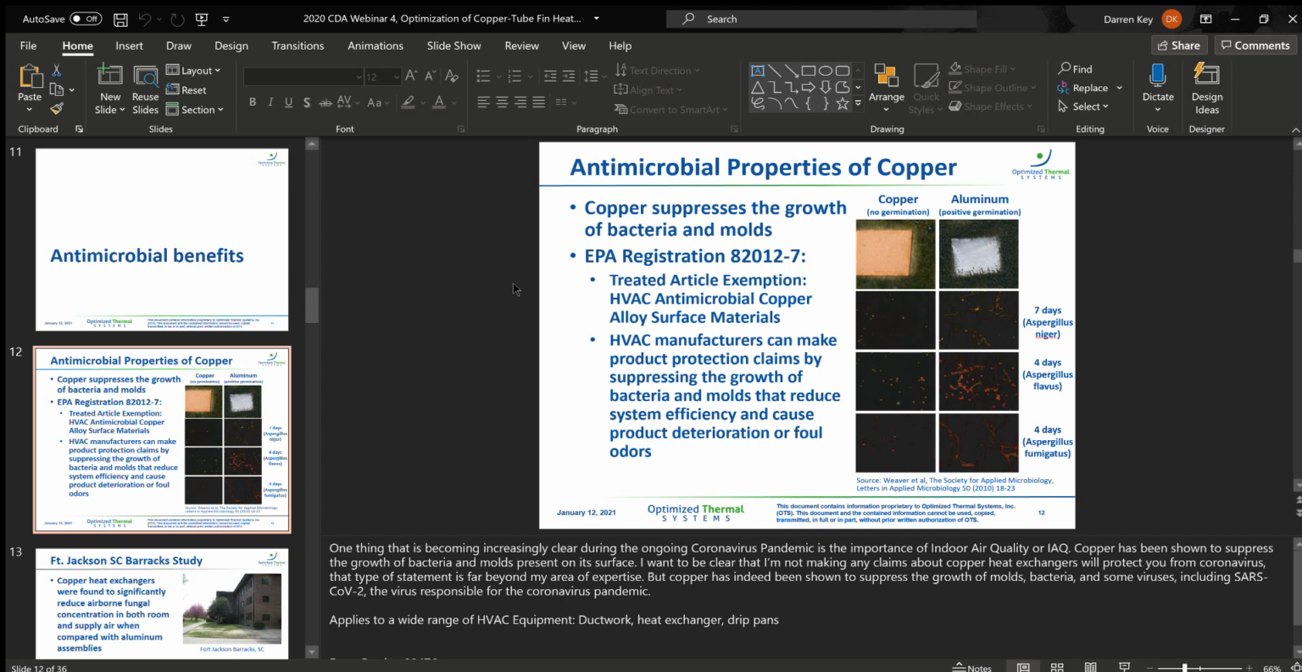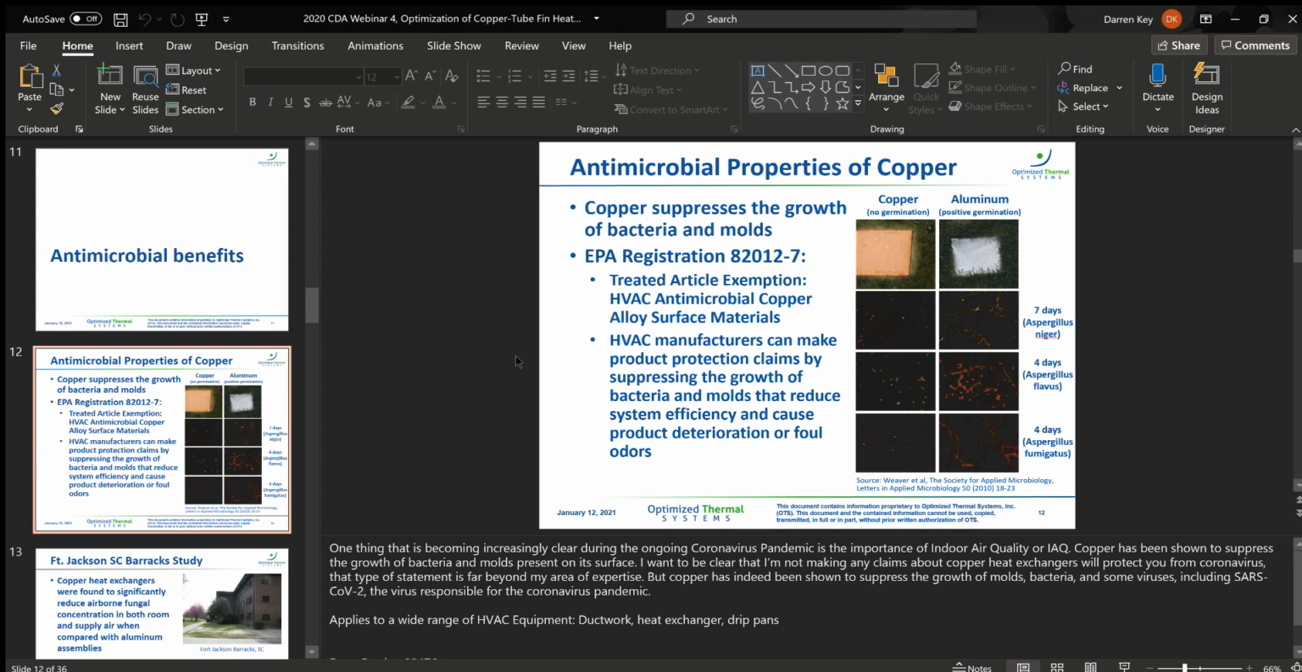But copper has indeed been shown to suppress the growth of molds and bacteria and some viruses, including SARS-CoV-2, which is the virus responsible for coronavirus. Copper does have an EPA registration. It's a treated article exemption, which allows HVAC manufacturers to make product protection claims that by suppressing the growth of bacteria and molds that can reduce system efficiency and cause product deterioration or foul odors.